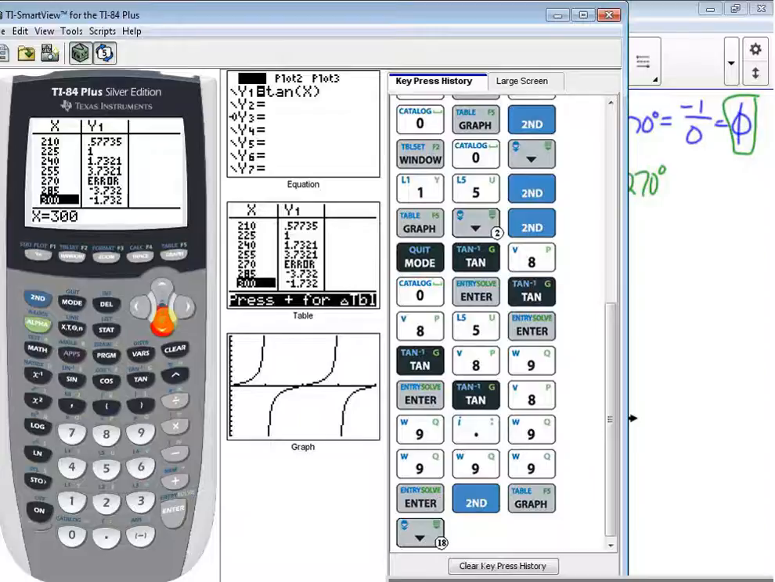Okay, so 210, I'm at 0.6, so we should see some repetition here. 225, we are at 1 because tangent of 45 is 1, and in quadrant 3, tan's positive, so it's positive 1. 240, we are at 1.7, and then 270 is undefined.